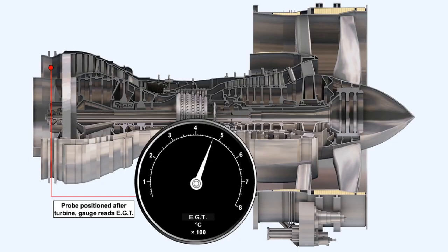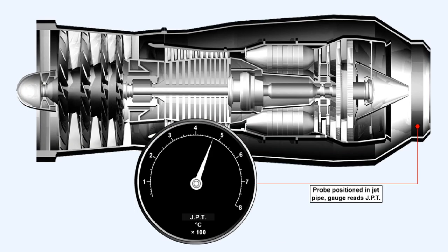On the type of engine where the temperature of the gas within the turbine is too high for the metal of the probes to stand it, the probes may be positioned after the turbine and the gauge calibrated to read exhaust gas temperature, or EGT. On other engines, it may be found convenient to combine the temperature probes with the pitot probes, which measure exhaust gas pressure, P7. In this case, the gauges will read jet pipe temperature, or JPT.